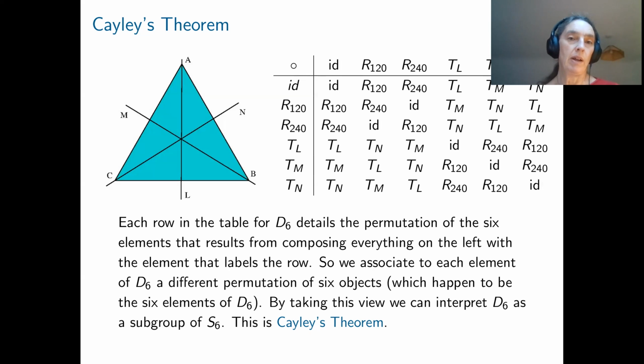There's a downside though, and the downside is that D6, here it is. Okay, D6 is a group of order 6. We understand it well. We can write out this group table. It's a nice thing. This theorem of Cayley is telling us that D6 can be understood to be a subgroup of S6. The order of S6 is 6 factorial, which is 720. D6 is order 6. So D6 is really a tiny subgroup of S6. So if we want to understand groups of order 6 by looking at a group of order 720, maybe that's not the most efficient thing.